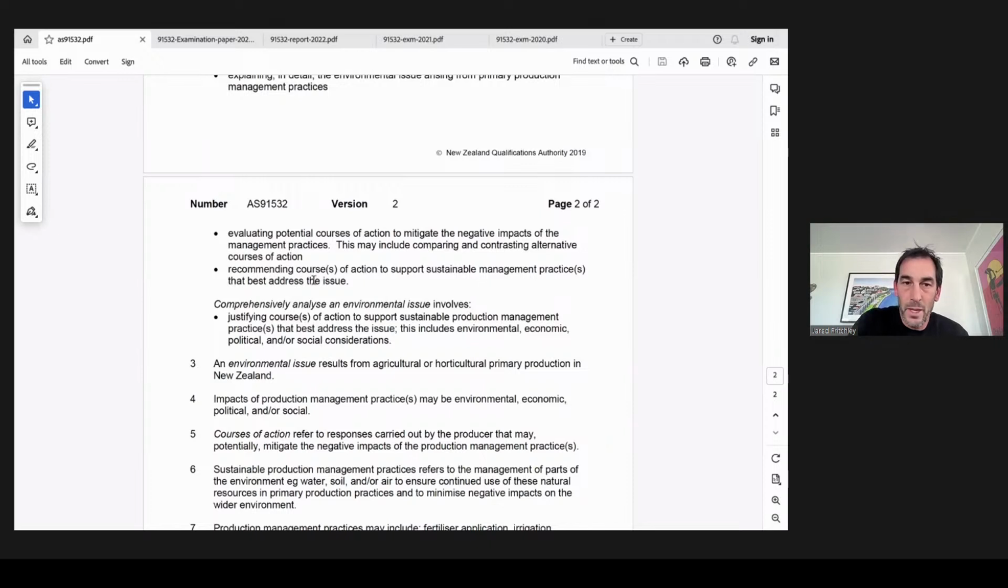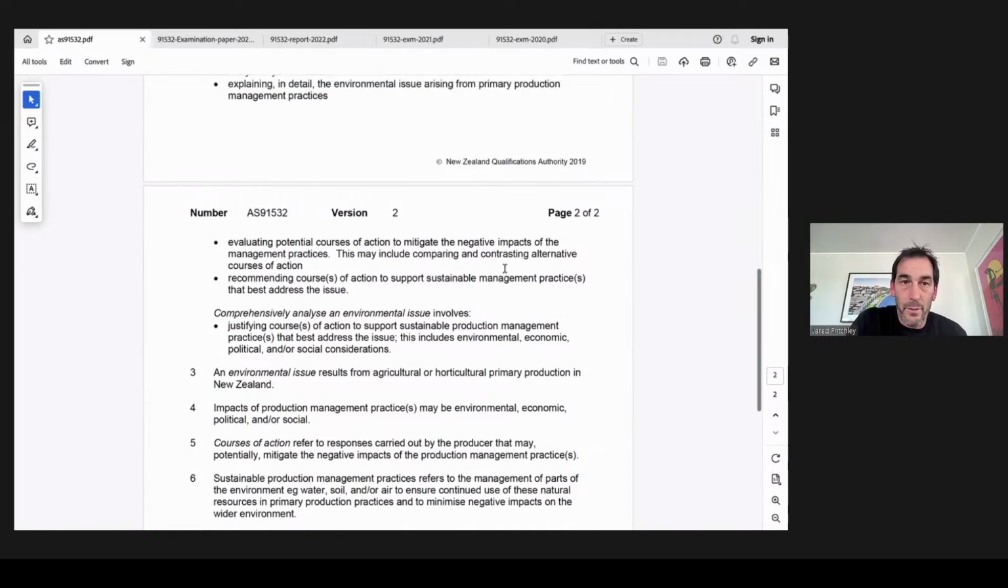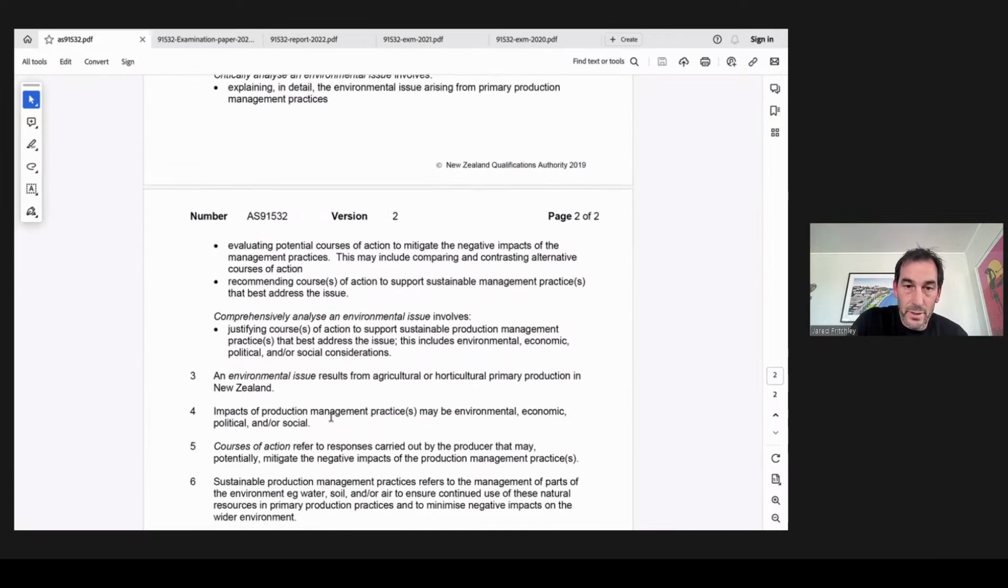If you just talk about how your course of action is going to reduce your greenhouse gas emissions, but you're not profitable and you're losing all your workers and the local school's going to close down, well, that's not sustainable. So we've touched on 3 or 4 of those 4 impacts or considerations that we saw just down here in the standard. And then our excellence criteria, justifying course of action to support sustainable production management practices that best address the issue. This includes environmental, economic, political, and or social considerations. So it's a really convincing course of action.